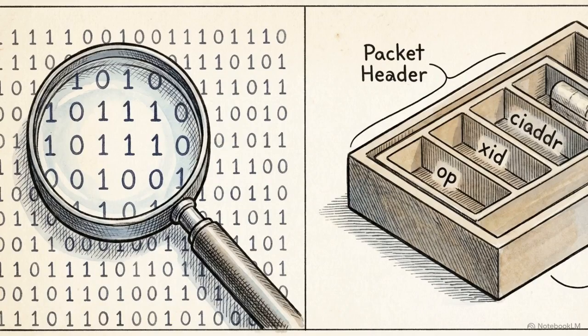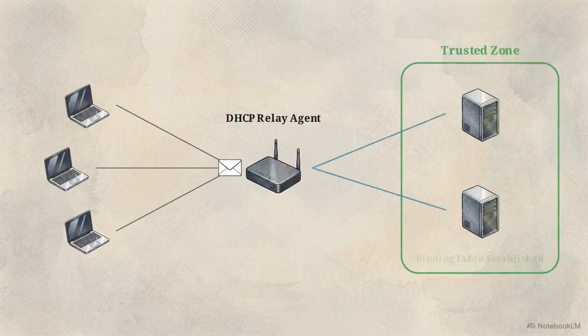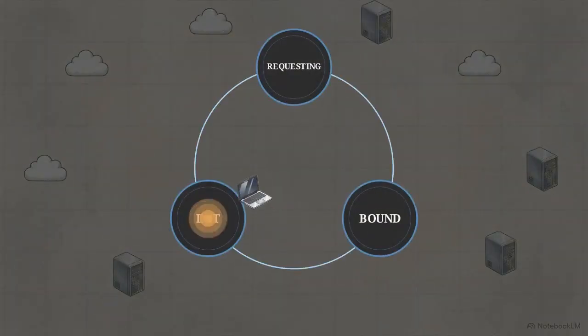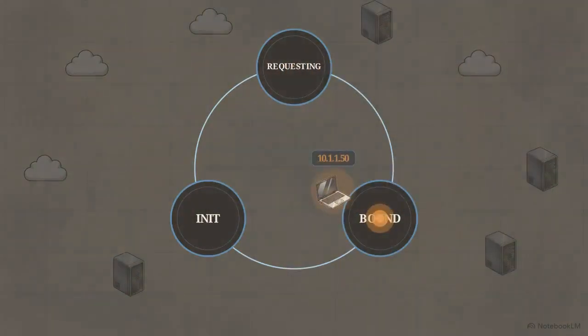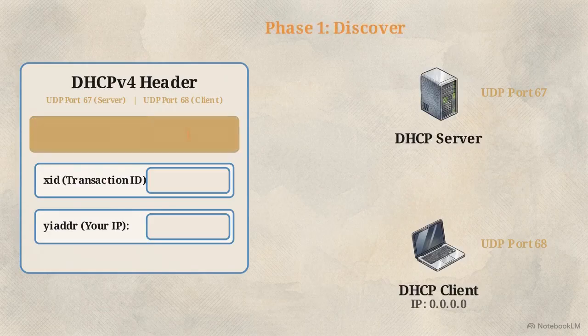To understand how this protocol operates at scale, we have to examine its packet headers, the logic of its relay agents, and the security frameworks it enables in enterprise environments. DHCP operates as a strict finite state machine, governing routing logic, network boundaries, and high availability across the entire infrastructure. The DHCPv4 header uses UDP with strict port separation, servers on port 67, clients on 68.